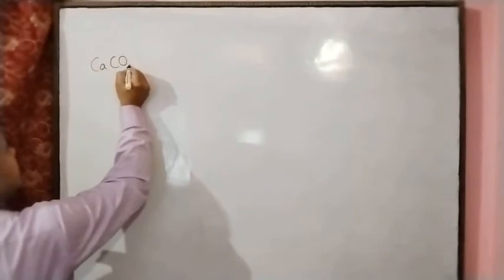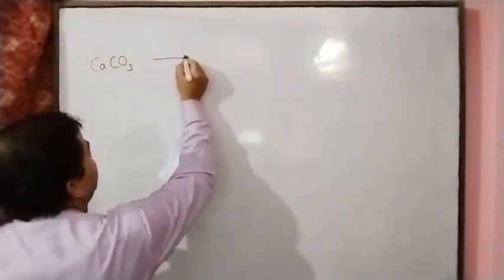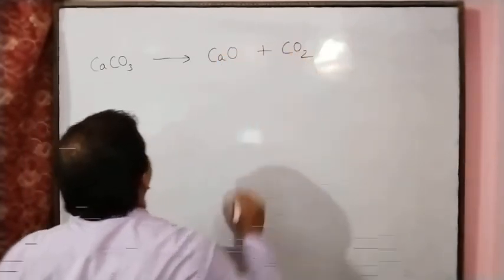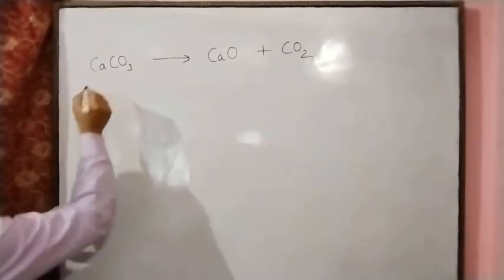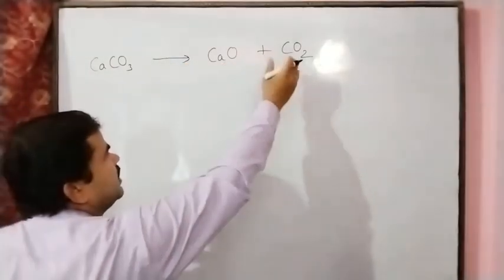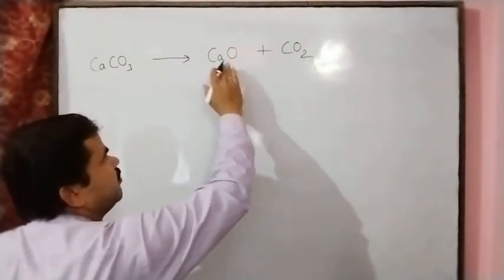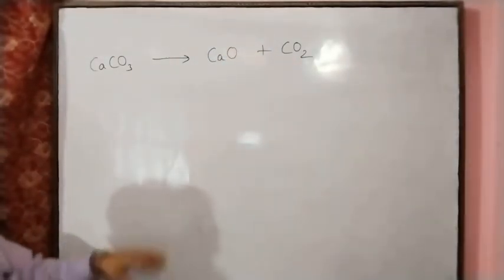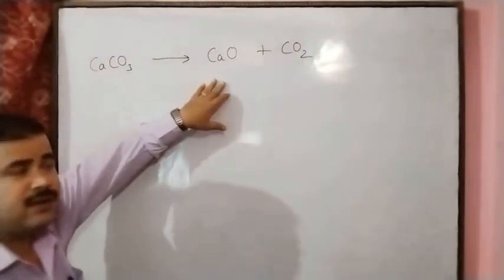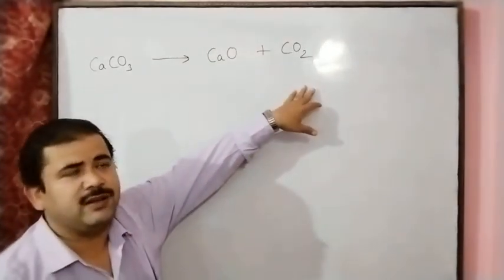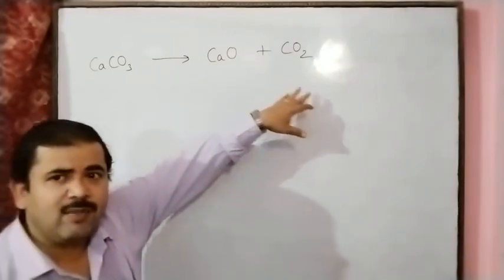In this example, calcium carbonate, CaCO3, decomposes into calcium oxide, CaO, plus carbon dioxide. Calcium carbonate is a compound, and this compound decomposes into two simpler substances. Here also we get compounds, calcium oxide and carbon dioxide. So two compounds are obtained after the decomposition. Calcium oxide means quicklime.